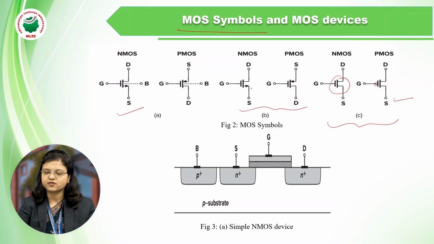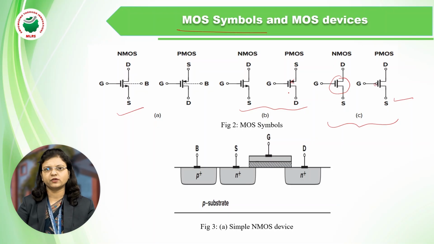How to recognize whether it is an NMOS or PMOS? If the arrow is going outward from the transistor, then it is considered to be the NMOS. Always remember that the arrow will always be placed on the source terminal. If the arrow is coming inside the transistor, then it will be PMOS.